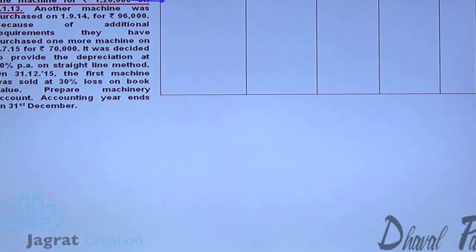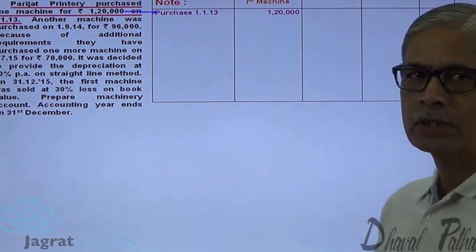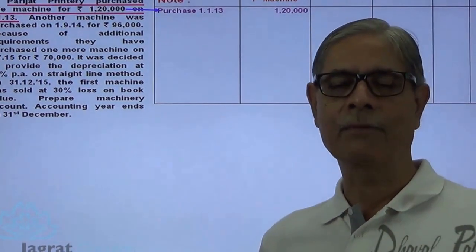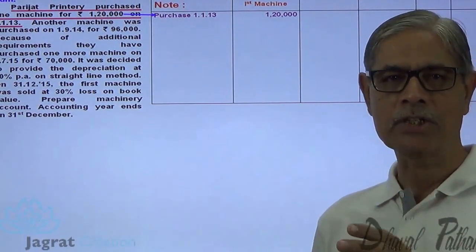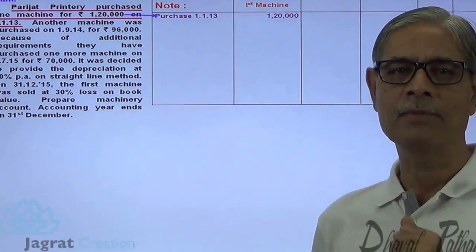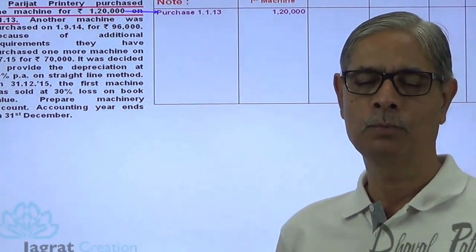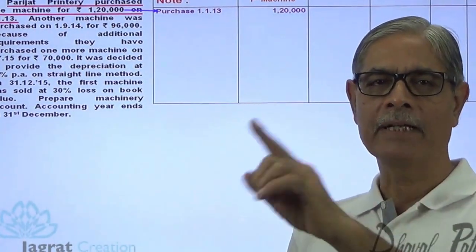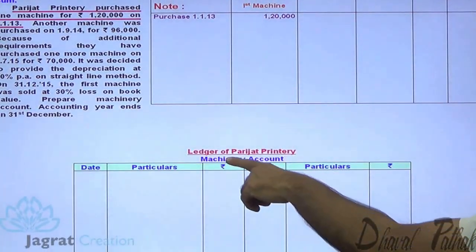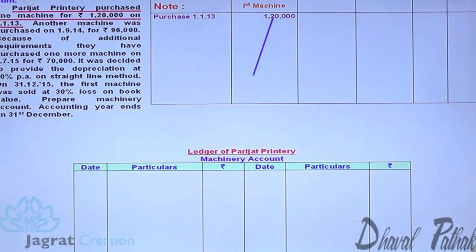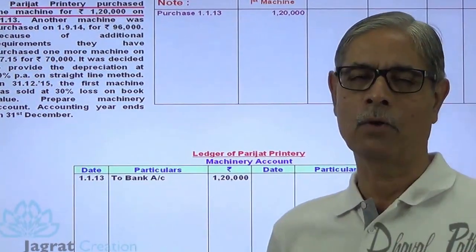So first machine purchased for 1,20,000. What is the journal entry for machine purchased? Machine is an asset. Asset's ownership is acquired. Debit what comes in? Asset comes in the ownership. Machinery account debit. Payment is made, bank account credit. So here I prepare machinery account in the books of Parijat Printer. Machinery account debit to bank account credit. This is how the purchase of machinery is recorded.